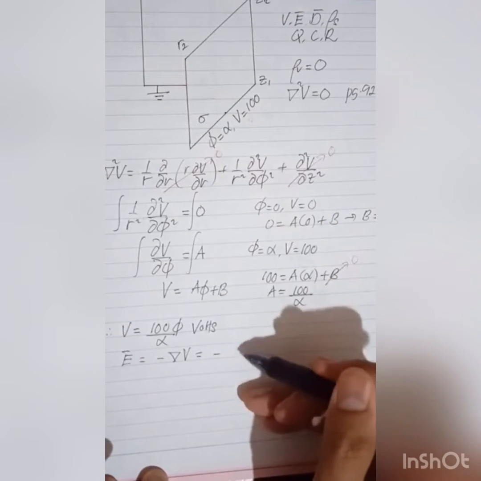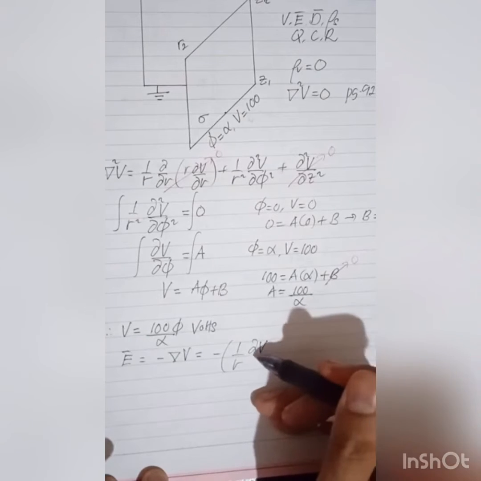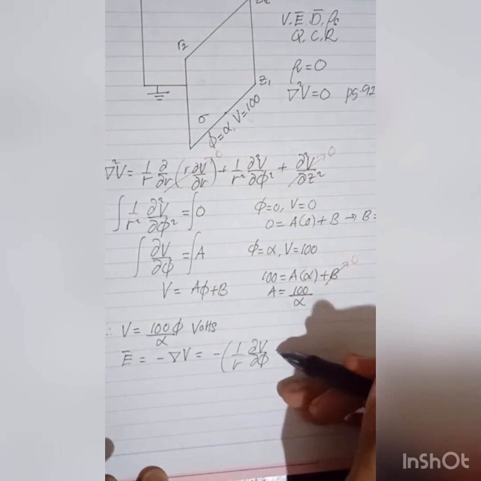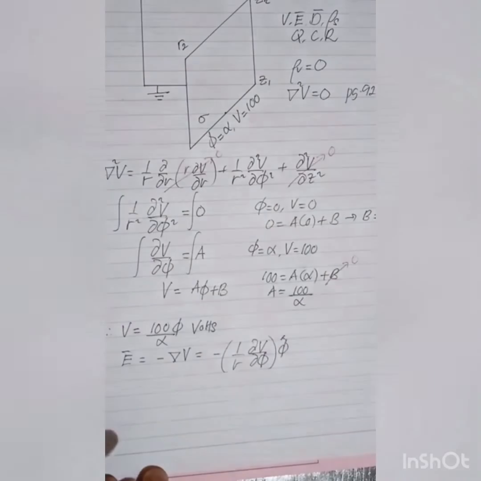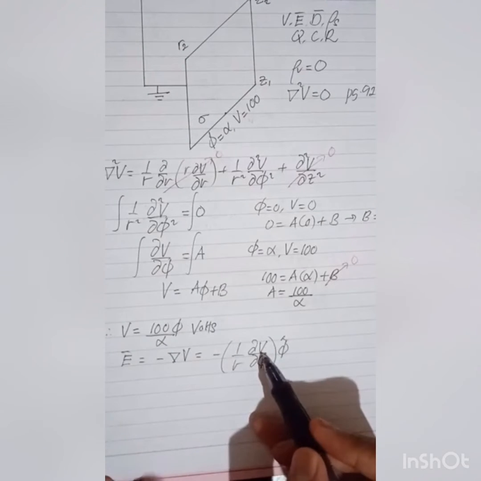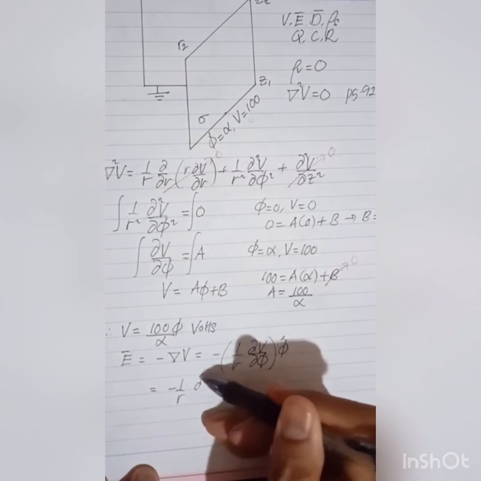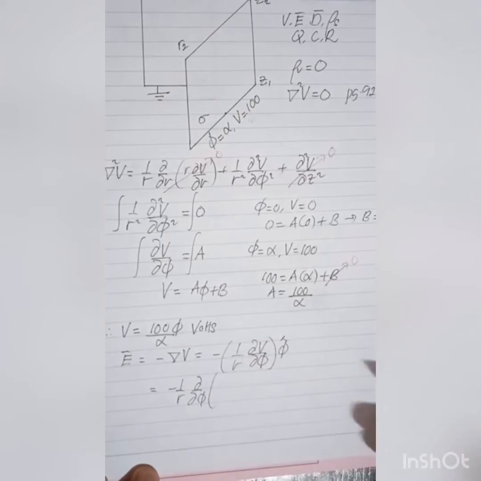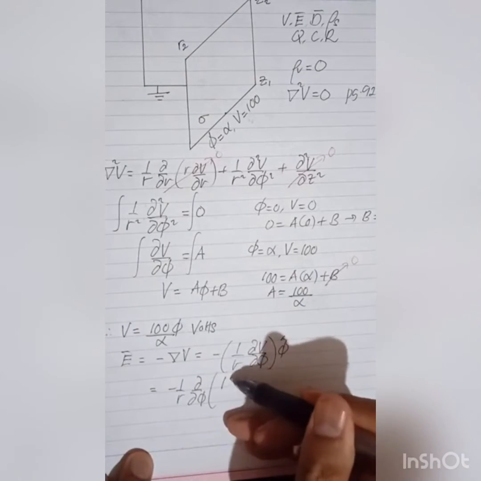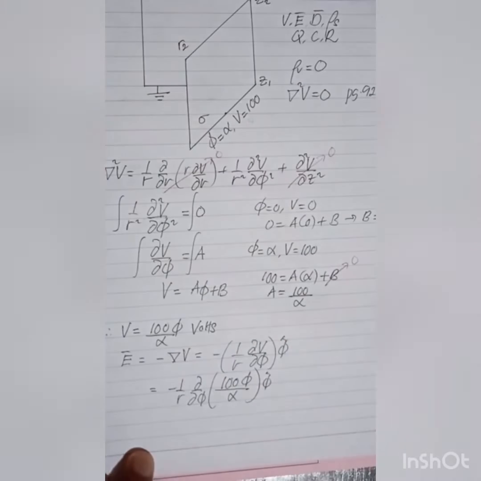From here, you're going to have a negative 1 over R dV over d phi, and now we have only the phi component. Again, we just focus on the phi component because the only parameter that changed is phi. So now let's substitute the V. From here, you're going to have this expression: 1 over R d over d phi of the V term up there, 100 phi over alpha in the phi component.